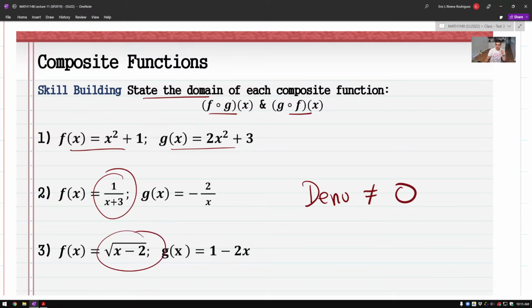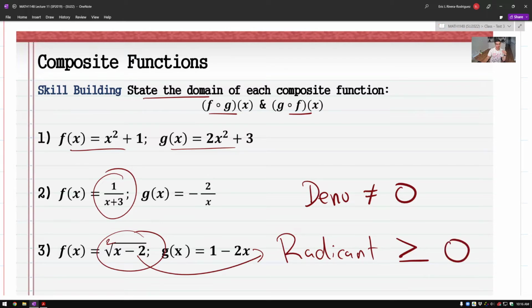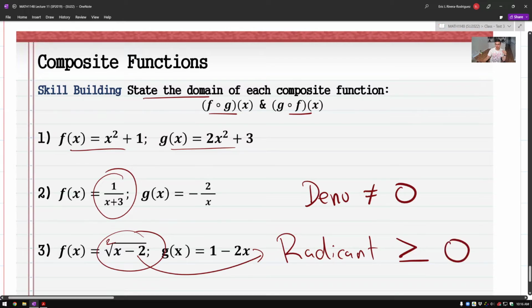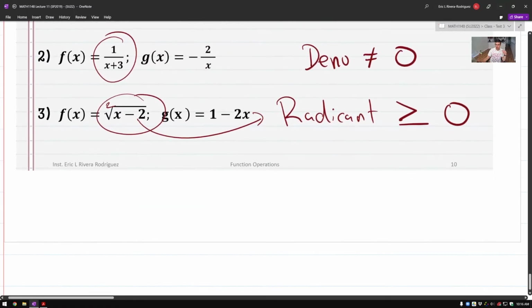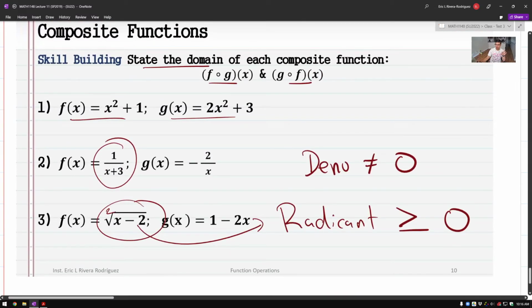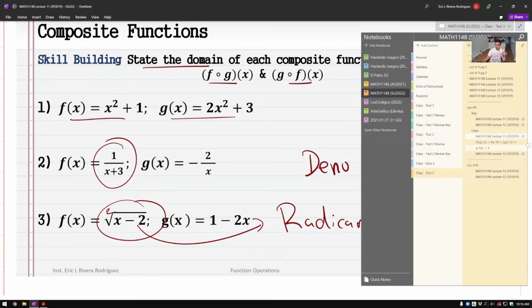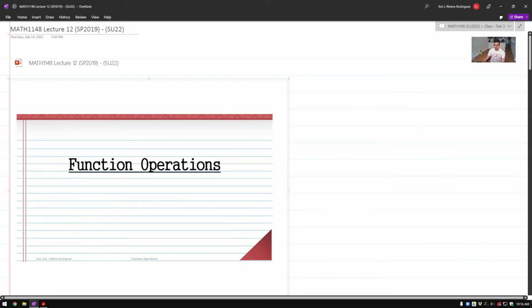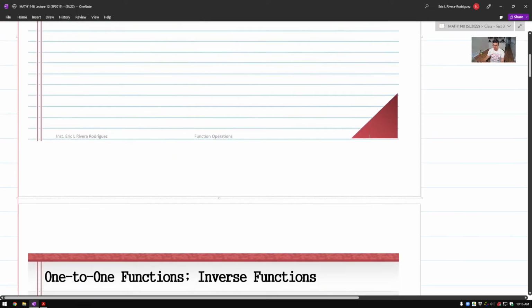And here we have a radical with a power of 2, so the radicand, which is what is inside that radical, needs to be greater than or equal to 0. Okay, so you have exercises to practice. And that is that part for composite functions. Let's move to talk about inverse functions.